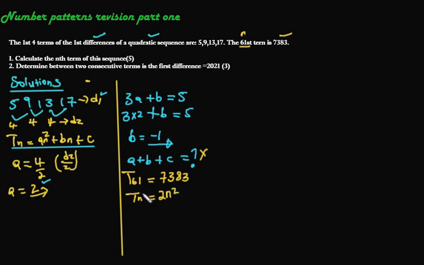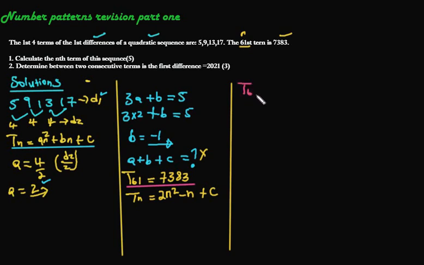2n squared. B is negative 1, so it's minus n plus c. We don't know c. Let me say shift. Okay, but we know that T61 is equal to 7,383.